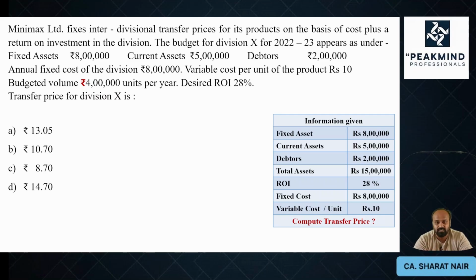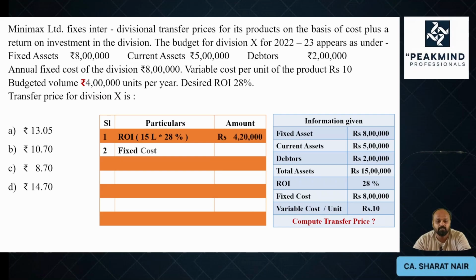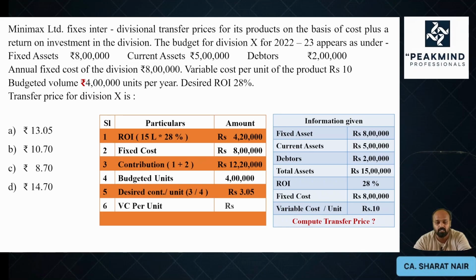From this, the return on investment the company expects is 28%. So 15 lakh into 28% is my minimum expected return. Fixed cost is given, which is 8 lakh, and variable cost per unit is 10. They are asking us to find out the transfer price of division X. I told you the return on investment will be 15 lakh into 28%, which is 4,20,000. Fixed cost is given in the question, 8 lakh. So the desired contribution is 12,20,000. Now, budgeted units which the company plans to produce is 4 lakh. So desired contribution per unit will be 12,20,000 divided by 4 lakh, which will be 3.05. Plus, the company will definitely like to recover its variable cost per unit, which is given in the question as rupees 10. So the minimum transfer price should be 10 plus 3.05, 13.05. So the correct answer is option A.